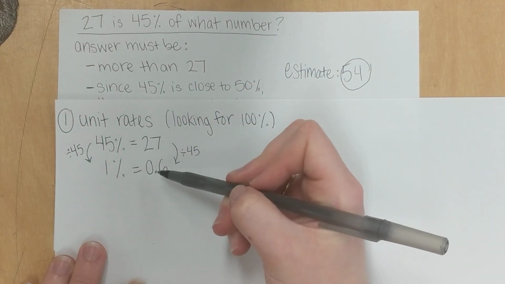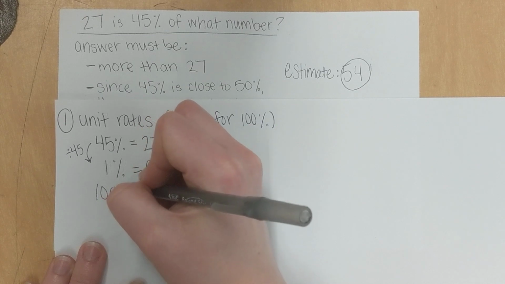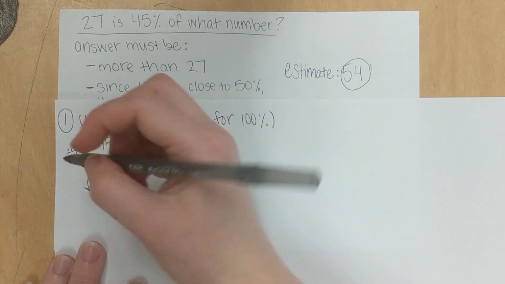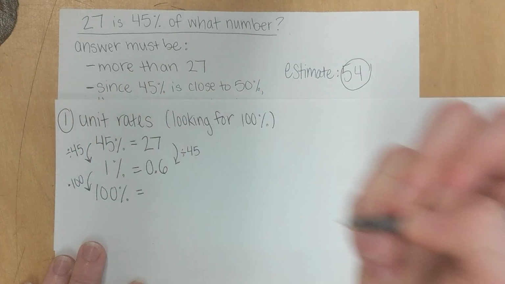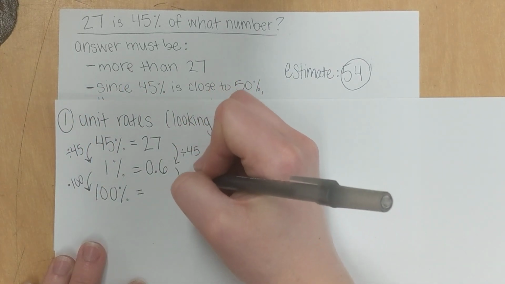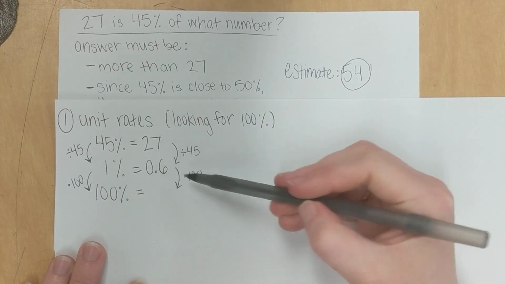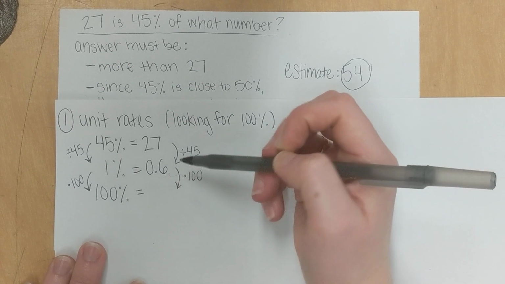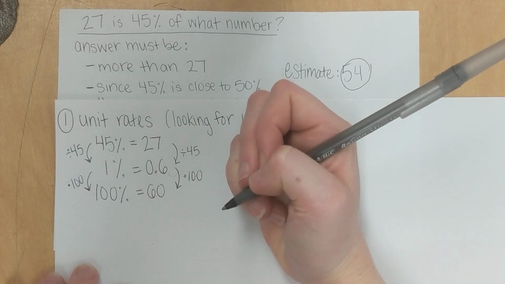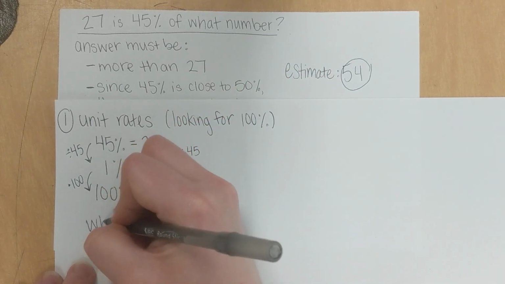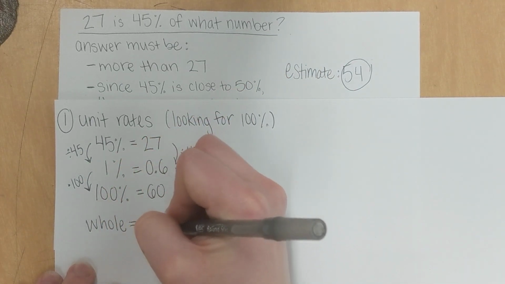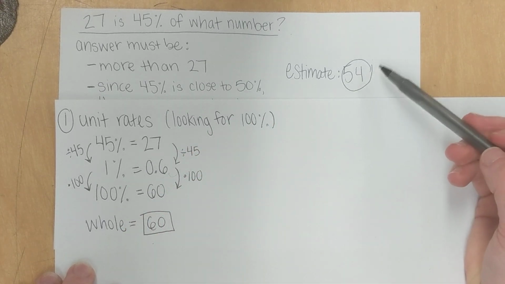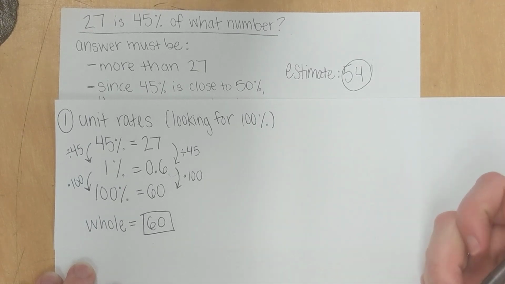So now that I know what 1% equals, I can use that to find what 100% equals. And how do I get from 1% to 100%? Well, I can just multiply by 100. And I'm going to do the same thing over here. Maybe you already know what 0.6 times 100 is. The shortcut is you just move the decimal point twice. That gives you 60. So the whole equals 60. And is that pretty close to our estimate of 54? Yeah, that's really close. So my answer seems to make sense.